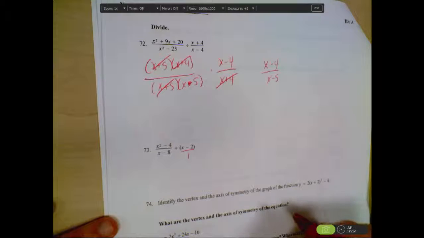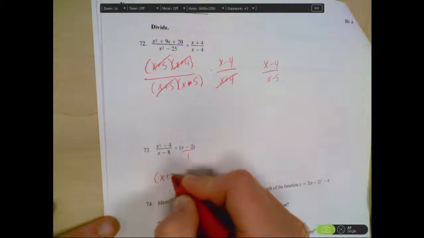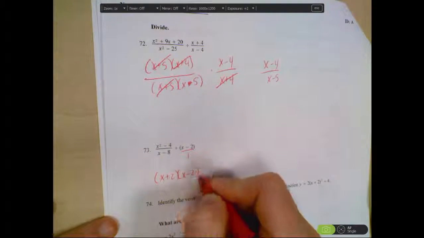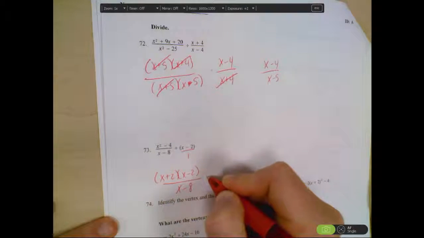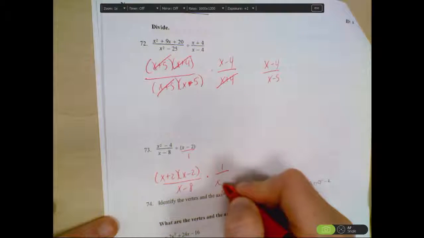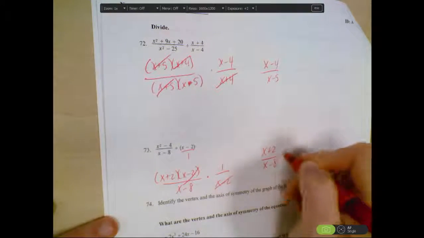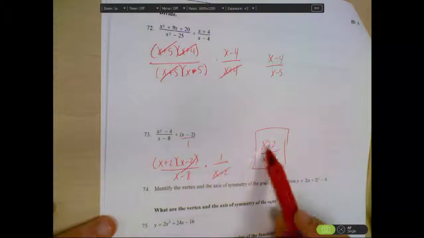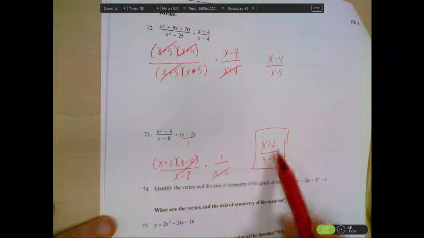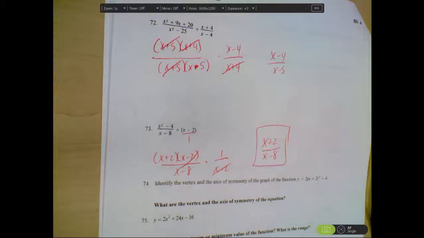This is really x minus 2 over 1. So I'm going to factor the x squared minus 4. Leave the x minus 8 alone, times 1 over x minus 2. Those cancel. Final answer is x plus 2 over x minus 8. No, you may not cancel those x's, and no, you may not cancel the 2 and the 8. They are not factors. That's as far as you can go.